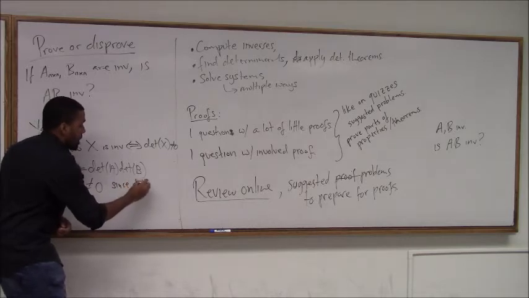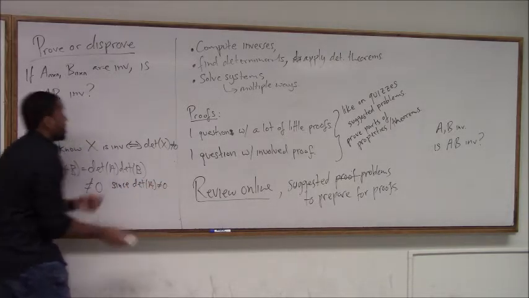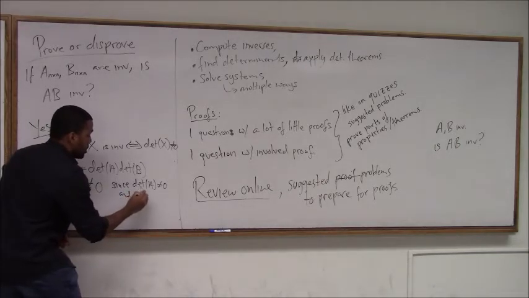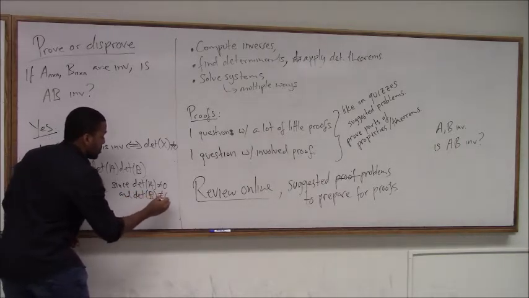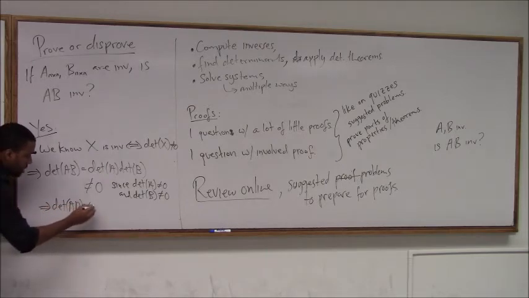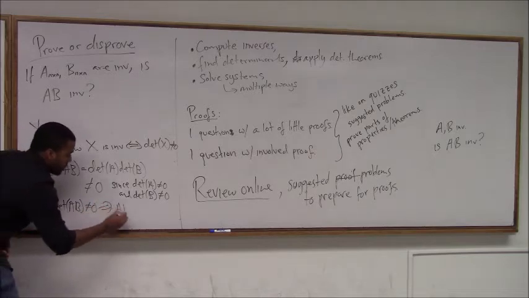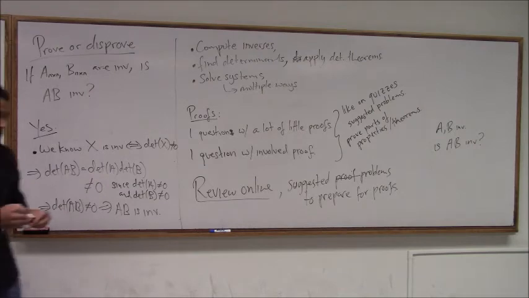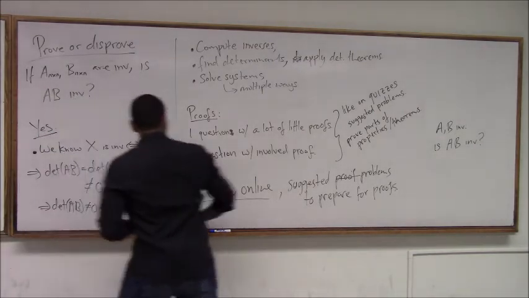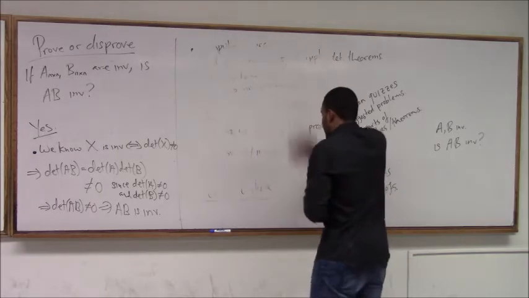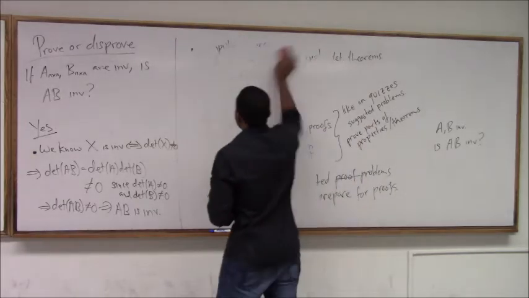Since the determinant of A is not 0 because A is invertible, and the determinant of B is not 0, this means the determinant of AB is not 0, which implies AB is invertible. That's one possible solution. Another possible solution is literally to just tell me what the inverse is. What would that be here?